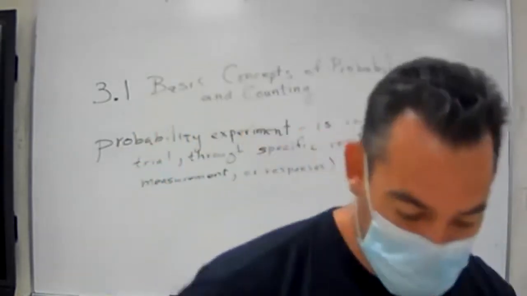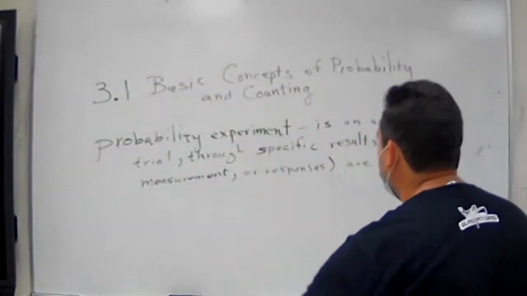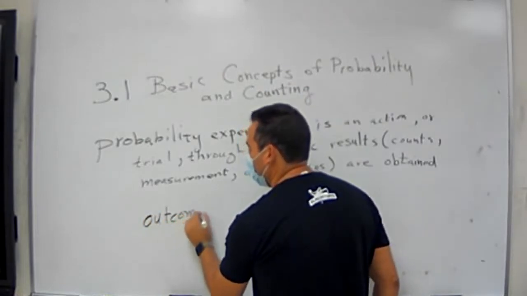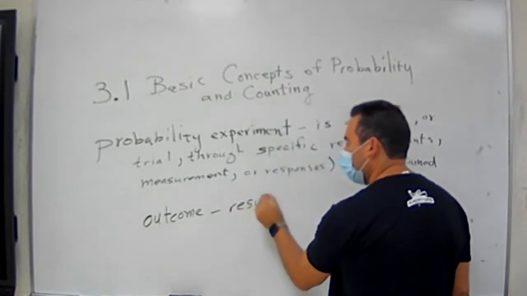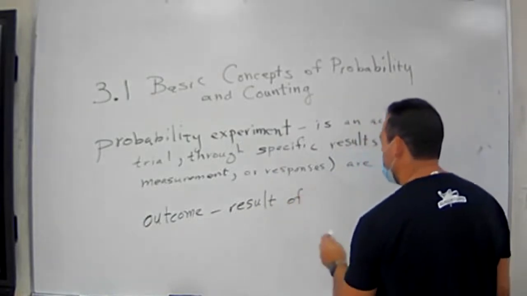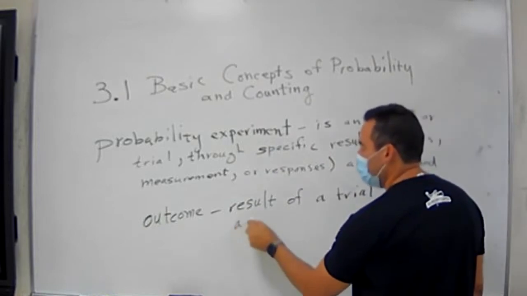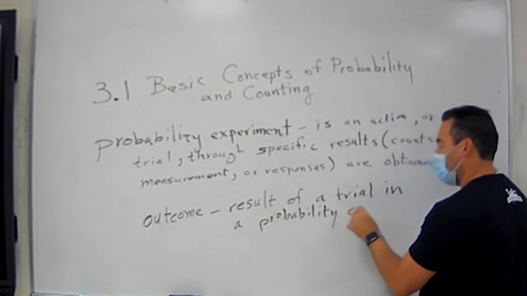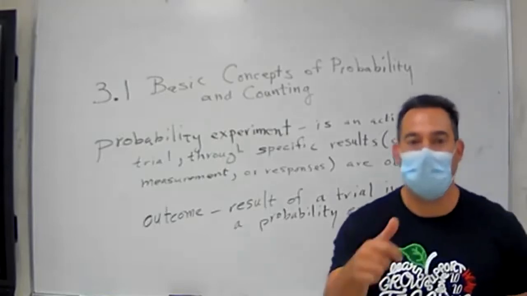A flip of a coin. Each time you flip a coin, you have an outcome, which is the result of a trial in a probability experiment. So each time you roll a die, you get a result. That result is an outcome.